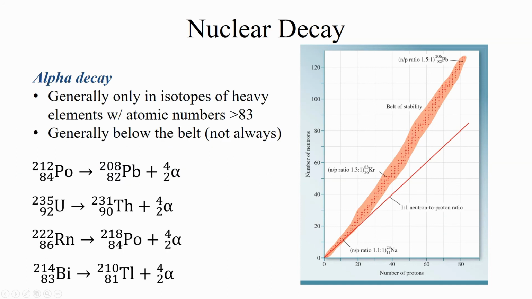And finally, we have alpha decay. Alpha decay is when an unstable nucleus will eject an alpha particle from its nucleus in order to become more stable. These elements are generally below the belt, but not always. And they almost always occur in extremely heavy isotopes, usually elements with atomic numbers greater than 83, although it has been seen in lighter isotopes. In these examples, we see polonium-212, uranium-235, radon-222, and bismuth-214 going through alpha decay in order to try to achieve a more stable nucleus.